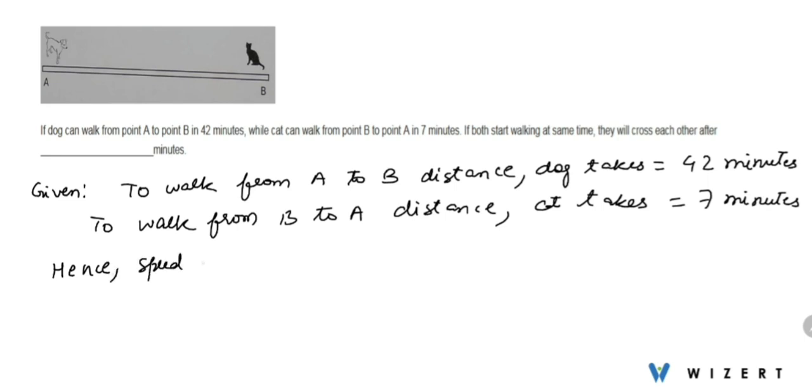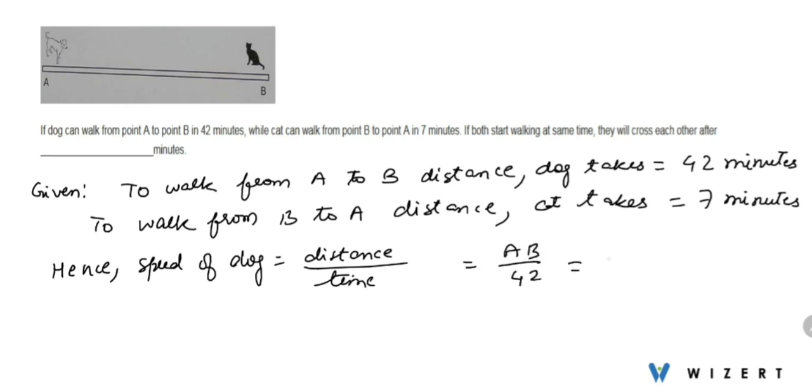So from here we can say that the speed of the dog will be equal to distance divided by time, and here the distance is AB, the time is 42 minutes. So this is the speed of the dog, let's say UD. And similarly we can find out the speed of the cat, which is equal to AB, the distance, divided by 7 minutes. So let's say this is UC, the speed of the cat.